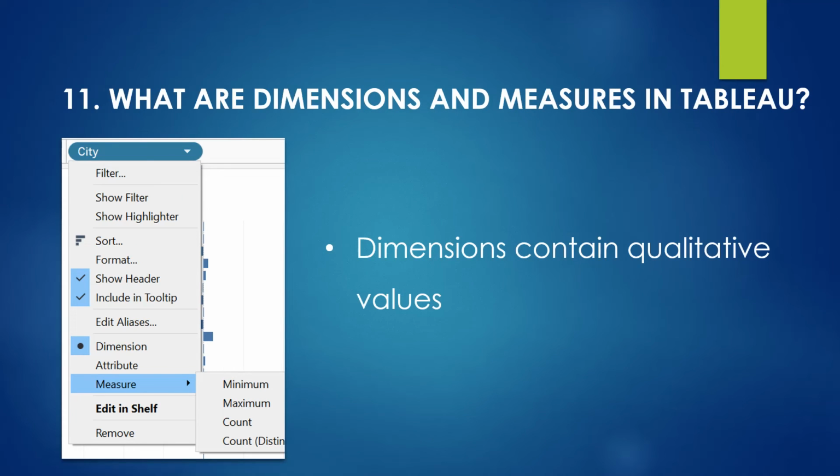Then we have, what are dimensions and measures in Tableau? First, dimensions contain qualitative values. For example, they can be cities, regions, categories, segments, etc. And as you can see here, when we want to use a measure on a dimension, we have only four types: either the minimum, the maximum, the count, or the count distinct.